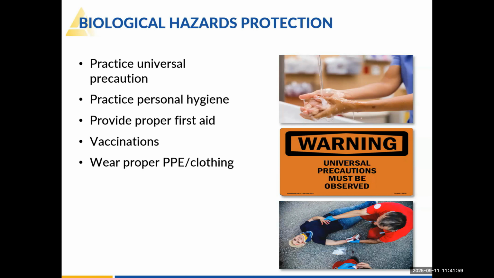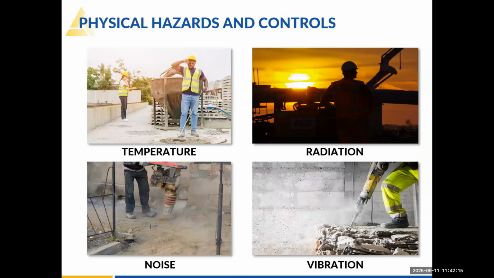But other things we can do is make sure we're practicing good personal hygiene and first aid. We're keeping up with our vaccines, and then also make sure we've got the right PPE on when we're cleaning up a potential spill. Next slide, please. All right, we're going to shift gears here a little bit. We'll talk about temperature, radiation, noise, and vibration. Just a few examples of some physical hazards that you could come across in the workplace. And on temperature, next slide, please.